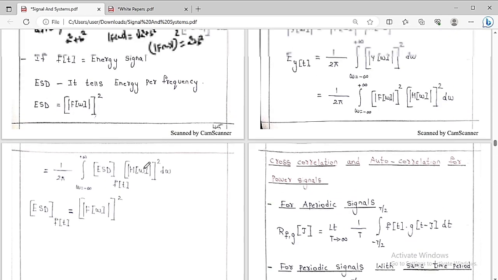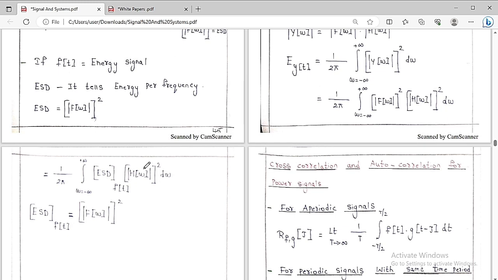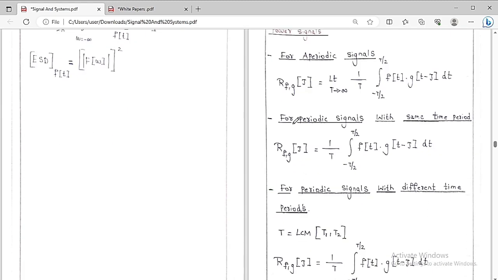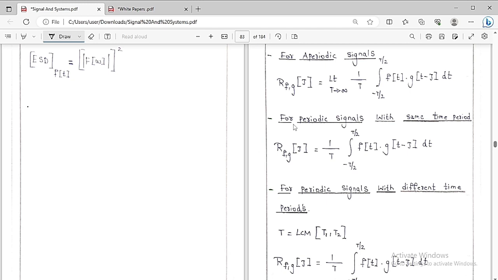So up to now we have learned about the cross correlation as well as the autocorrelation for energy signals. Finally, let me write some important formulas so that you can easily understand. Always remember only one thing: the cross correlation of f comma g in terms of tau is the integral of t from minus infinity to plus infinity of f of t into g of t minus tau into dt. This is the cross correlation between f and g.